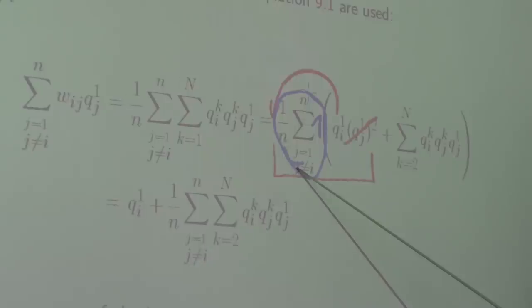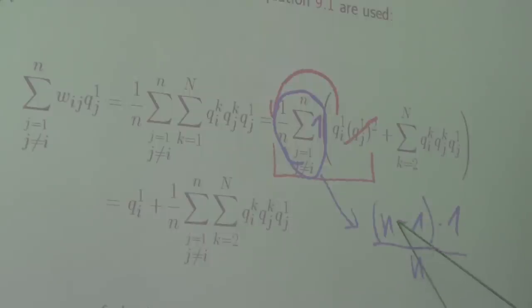Because here it says j not equal to i. So it's n minus 1 times 1. So what we get out of here is n minus 1 times 1. And then in front of the sum, there is this 1 over n. So you see we get n minus 1 divided by n, which for large n is approximately equal to 1. Okay. So this is not perfectly correct here. This should be an approximately, it's not exactly equal.